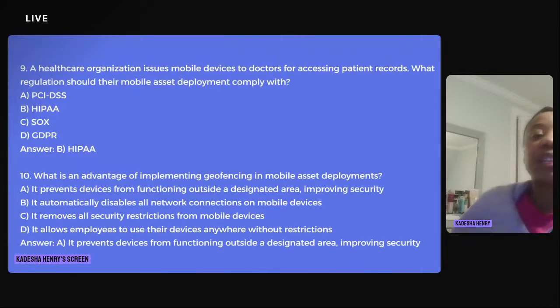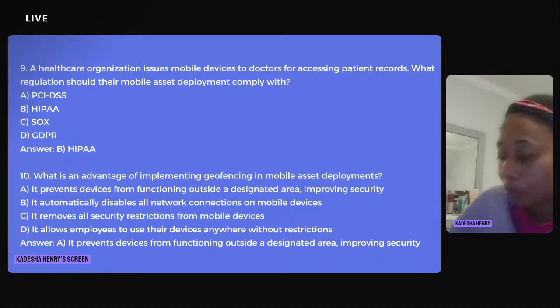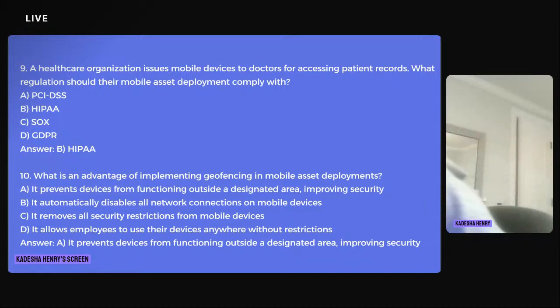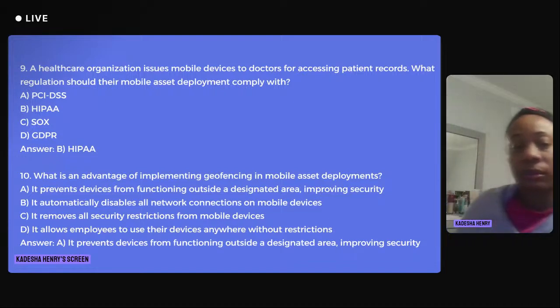So let's look at this other question. A healthcare organization issues mobile devices to doctors for accessing patient records. What regulation should their mobile asset deployment comply with? Just a minute there. What regulation should they comply with?